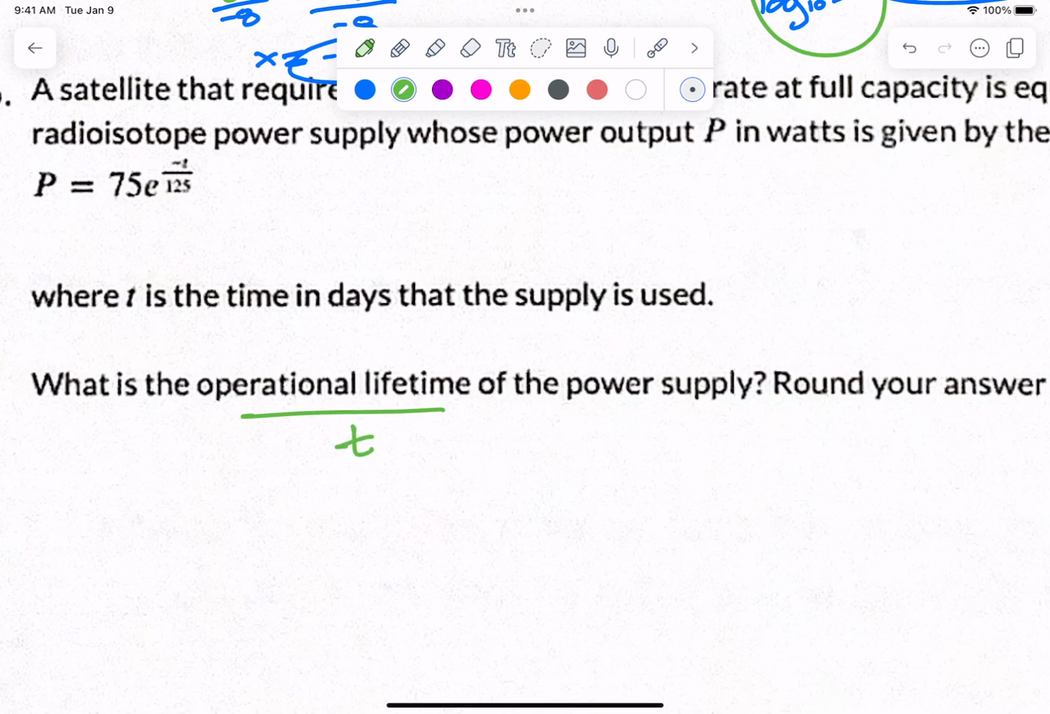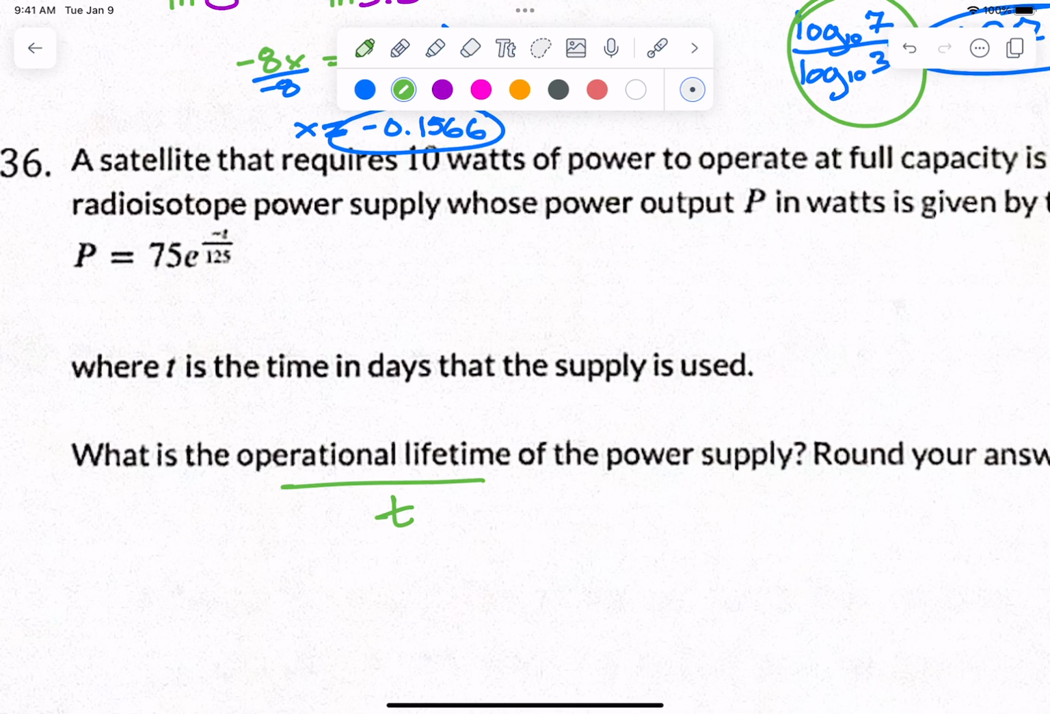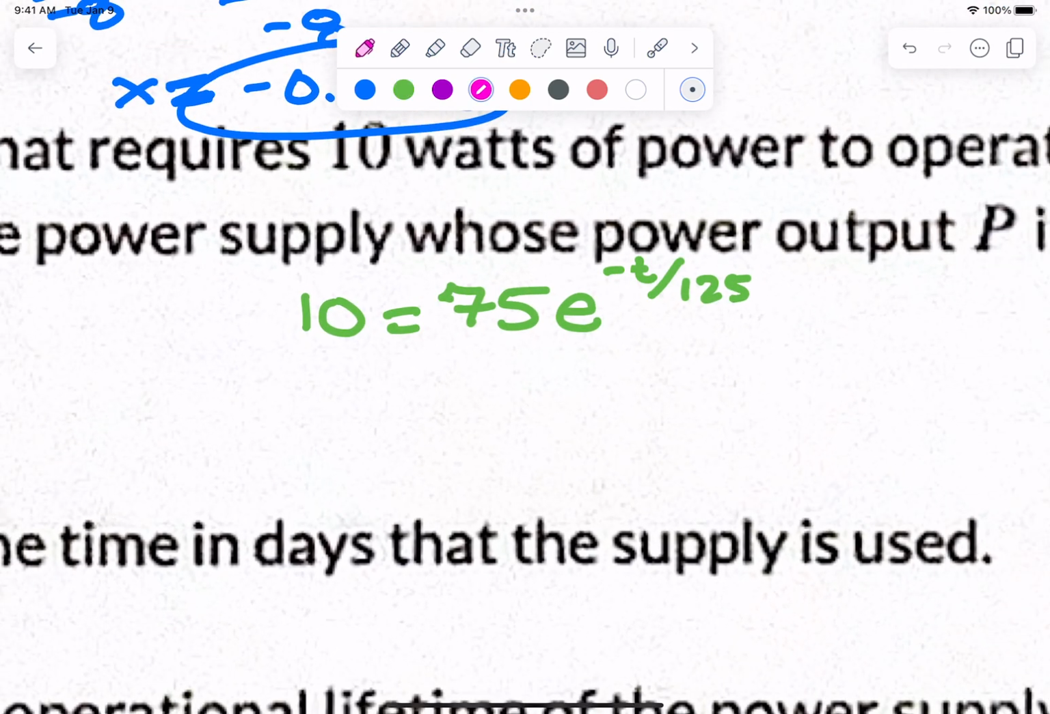Okay, well that's what we want to find. What do we plug in for P? P is 10, because it needs 10 watts to operate at full capacity. So 10 equals 75 e to the negative T over 125. E is to that power, so we have to get it down out of there. We're going to divide by 75.